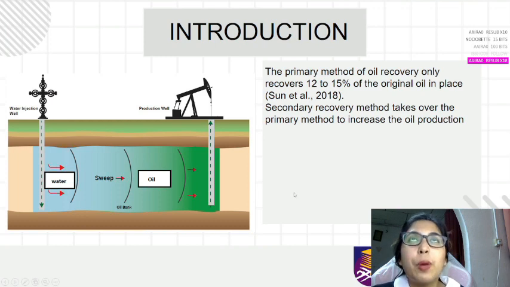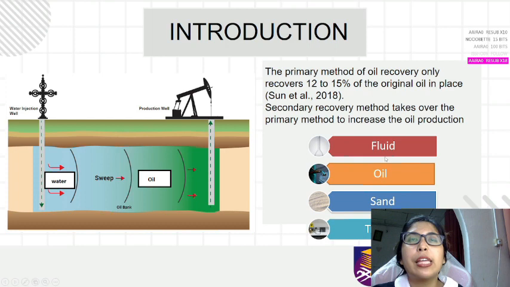For the introduction, the primary method of oil recovery only recovers 12 to 50% of the original oil in place, by Sand et al. 2018. Then the secondary recovery method takes over from the primary method to increase the oil production. For the fluids, we are using formation water and brine, low salinity water. For oil, we are using kerosene. For sand, we are using sandstone, and the tracers are gallium-68 and technetium.